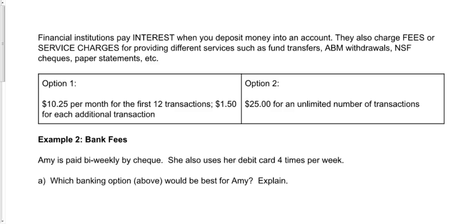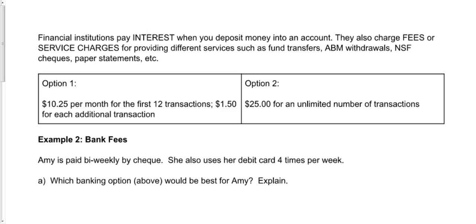So one thing to be aware of is that as you invest in a bank or a financial institution, generally they pay you interest when you deposit money into an account. So you're basically giving your money to a bank, you're loaning your money to a bank, and they're going to pay you interest. They don't typically pay you a lot of interest, but they do pay you interest.